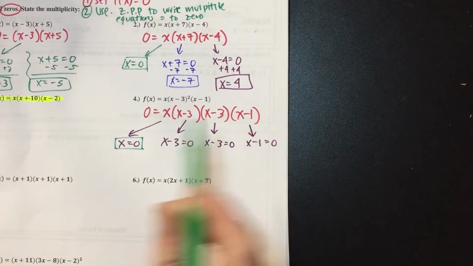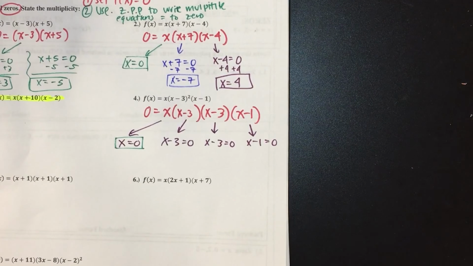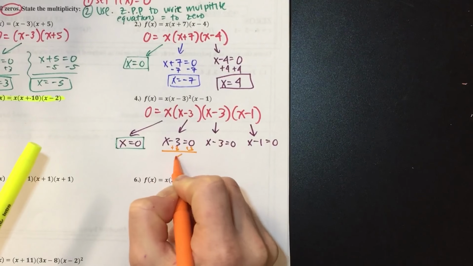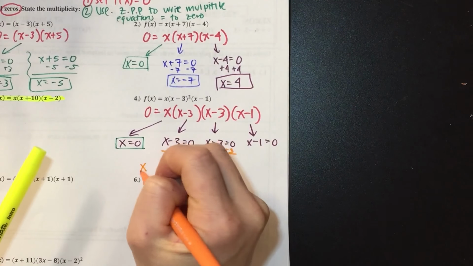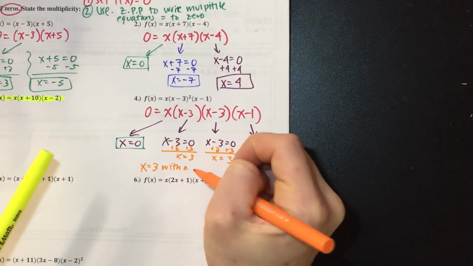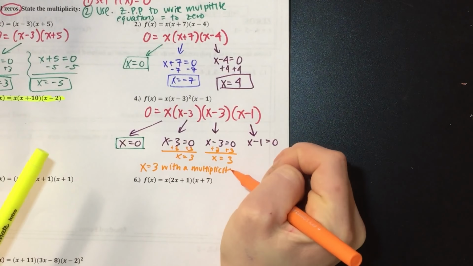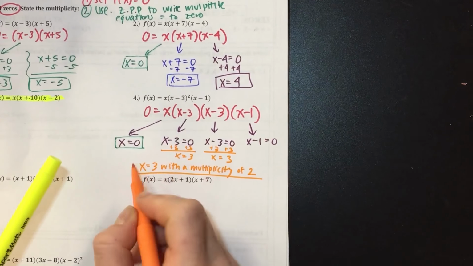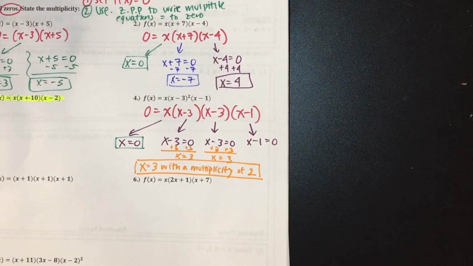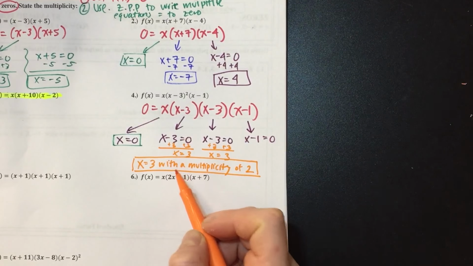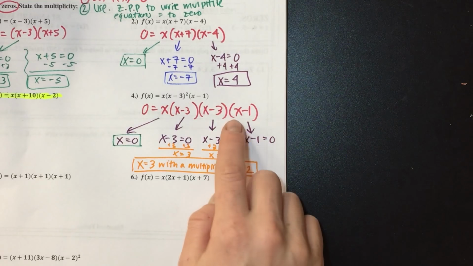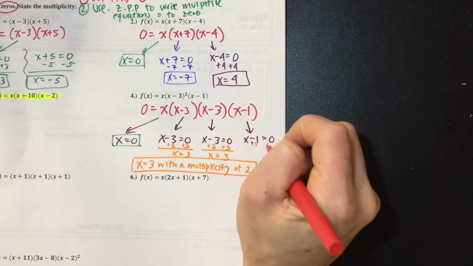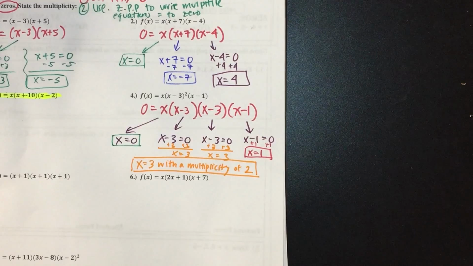X minus 3, x minus 3. Are those equations going to give me different answers? No, right? If I solve each one, x is equal to 3, right? So we do this thing where instead of writing it twice, we say x equals 3 with a multiplicity of 2. That's just how we write that, meaning it happens multiple times, it happens twice. I know it's kind of annoying to write that out, but that's what we call it. We say x equals 3 with a multiplicity of 2. If it happened 3 times, it would be with a multiplicity of 3. And then x equals 1, if I solve that, I have my 4 roots.